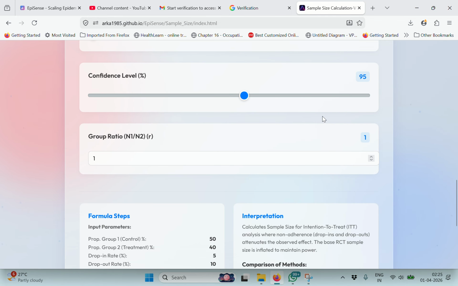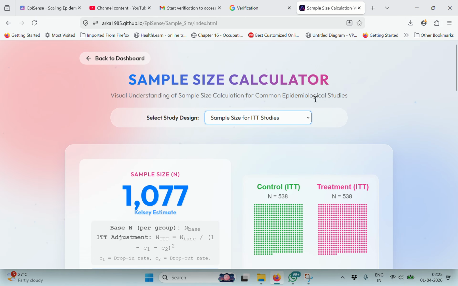After that, based on your requirement, you can also multiply with the design effect depending on the sampling study design.